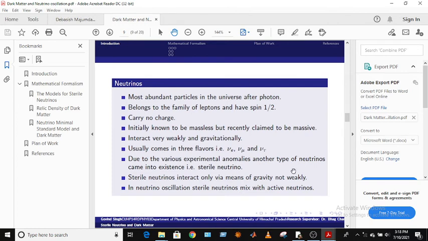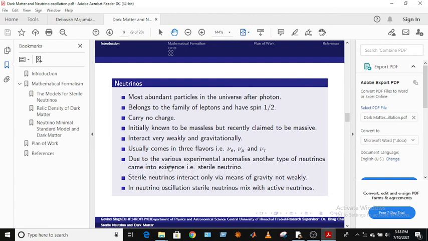If we talk about hot dark matter, neutrinos are the potential candidates. There are certain properties of neutrinos. They are the most abundant particles in the universe after the photon. They belong to the family of leptons, have spin 1/2, and carry no charge. They were initially known to be massless, but recently in neutrino oscillation experiments they are claimed to be massive. They interact very weakly and gravitationally. They do not interact by means of electromagnetic force because they are leptons. They usually come in three flavors: electron neutrino, muon neutrino, and tau neutrino.